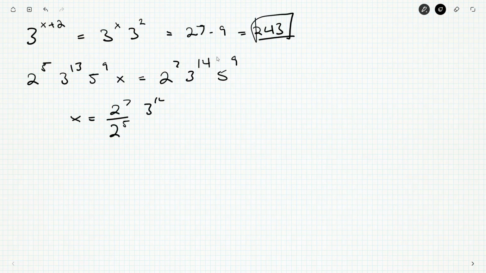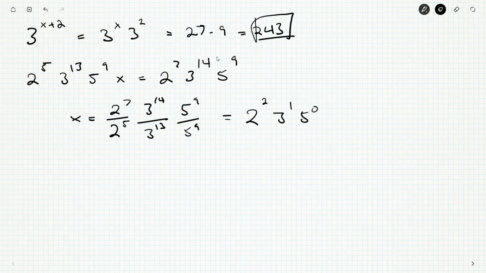And remember, for the light bulb questions, you don't have to show your work. If you can just sort of do it in your head, that's fine. I'm pairing things up that have the same base so that I can very easily cancel out, because when you divide the same base, the exponents subtract. So 7 minus 5 is a 2. 14 minus 13 would give us 3 to the 1. And 9 minus 9 is 0, so that's 5 to the 0. So that's 2 squared, 4 times 3 times 5 to the 0 is 1. X has got to be 12, and that's what I would put in.